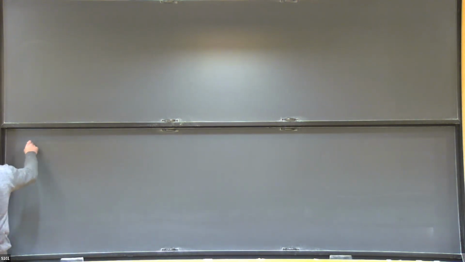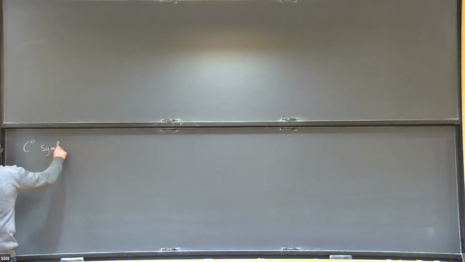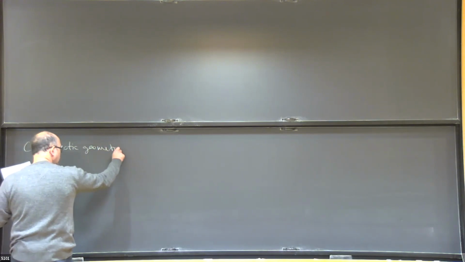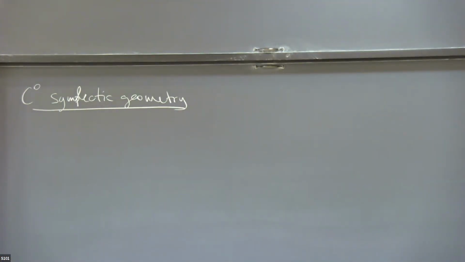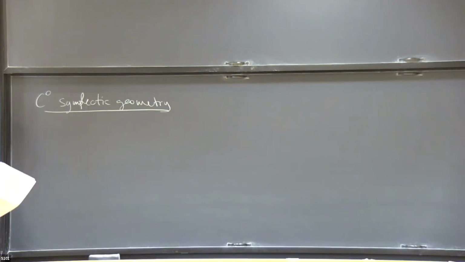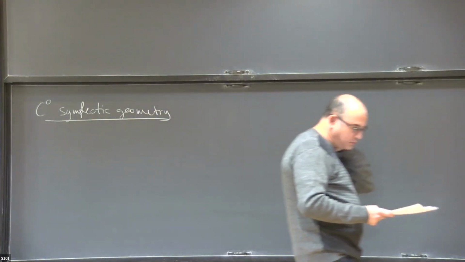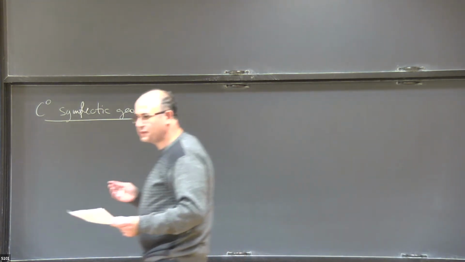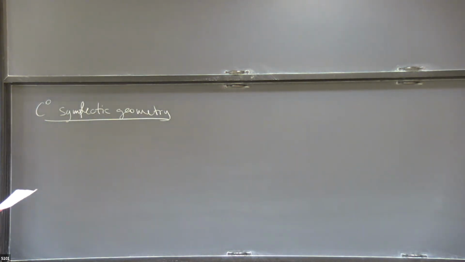The subject of my talk is C0 symplectic geometry. And I plan to explain some results which are not very new, but hopefully new for some. So, in principle, C0 symplectic geometry, one can say that the subject studies continuous analogues of symplectic objects.